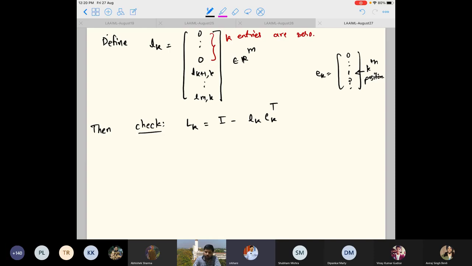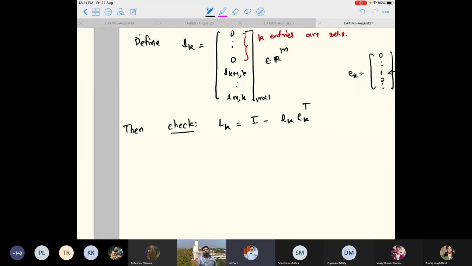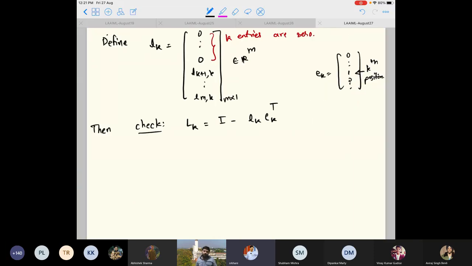So you have this as an m by 1 vector. EK transpose will be 1 by m. So LK EK transpose will be m by m. And you have identity which is m by m. So LK becomes m by m. LK was our m by m matrix, the multiplier. So you will get that. Can you see that this indeed happens?